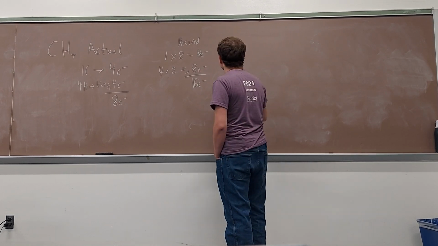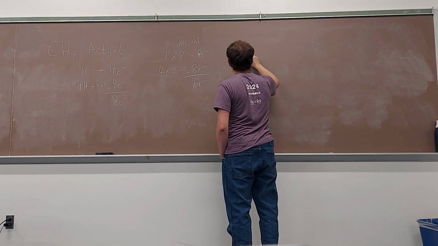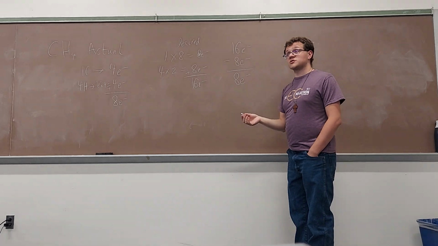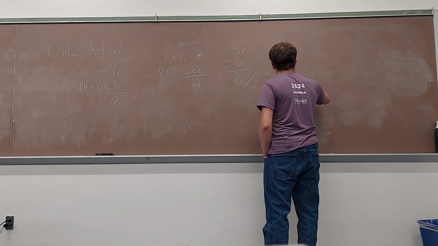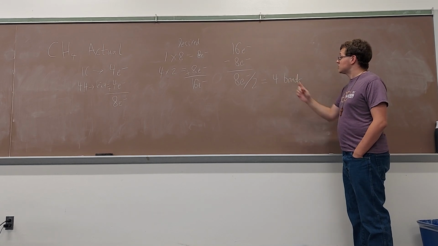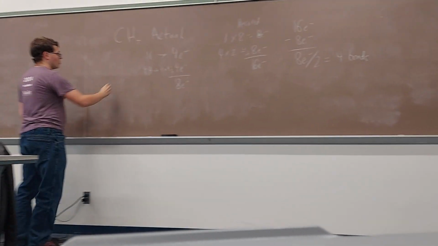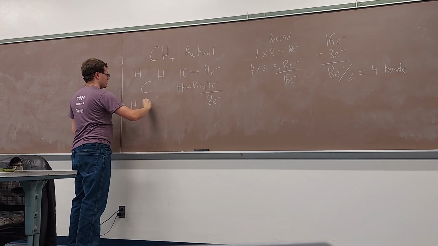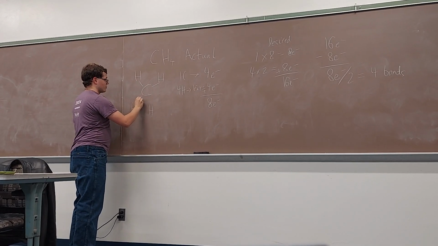Now we're going to take the difference between the two. So we have 16 electrons minus 8 electrons equals 8 electrons. If we divide that number of electrons by 2, we will know how many bonds we need for a Lewis structure. So 8 electrons needed from our desired to our actual, divided by 2, is 4 bonds. So if we have CH4, we need C with these H's around it, and we need to make 4 bonds. In this case, I think we can all see what we need. We need 1, 2, 3, 4.